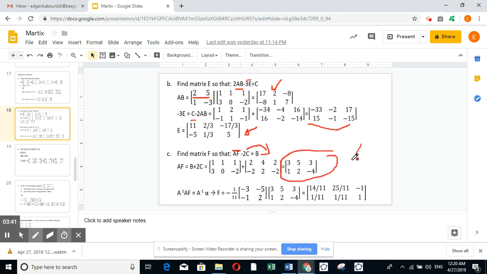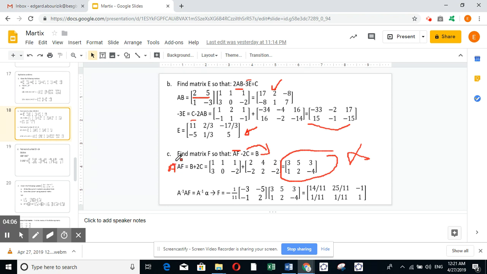Suppose I name this matrix alpha. So I have AF equals alpha. To find F, what do I do? I need to get rid of A. I cannot divide by A as we do in regular division and multiplication, so I need to multiply. A is to the left, so I put A inverse to the left. I don't put it to the right.